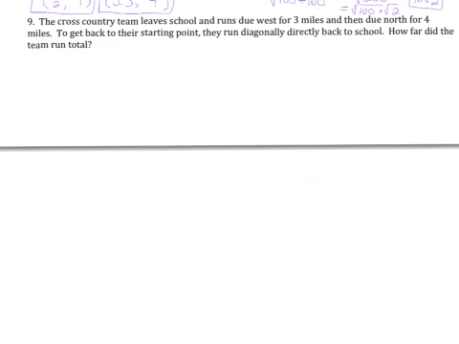For this next problem, we definitely want to draw a picture to illustrate what's happening. So we have a cross-country team that leaves school and they run due west for 3 miles and then due north for 4 miles. And then they run directly back to school diagonally. And we want to know how far did the team run in total.